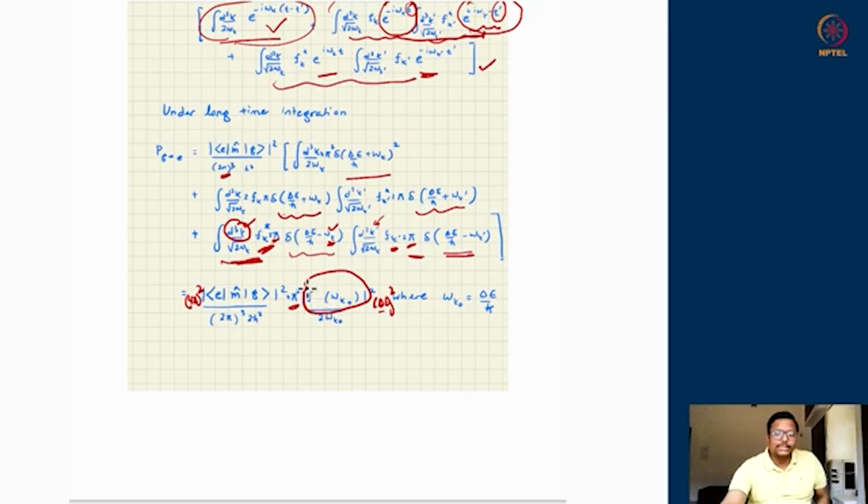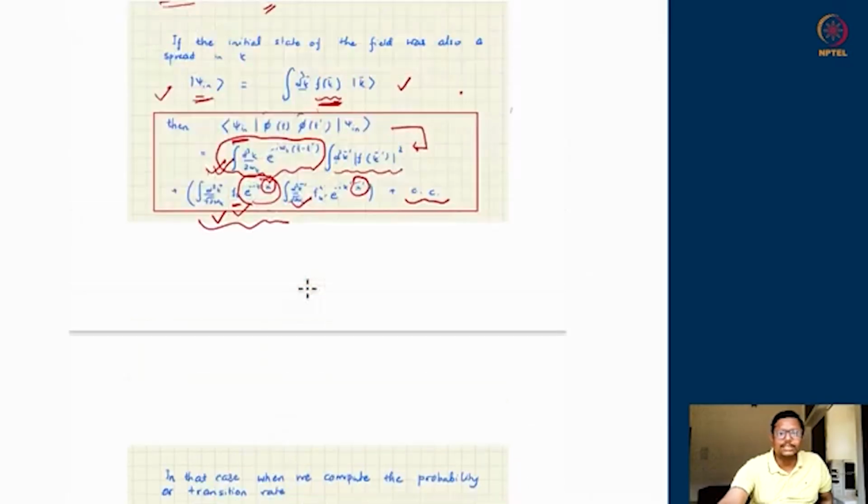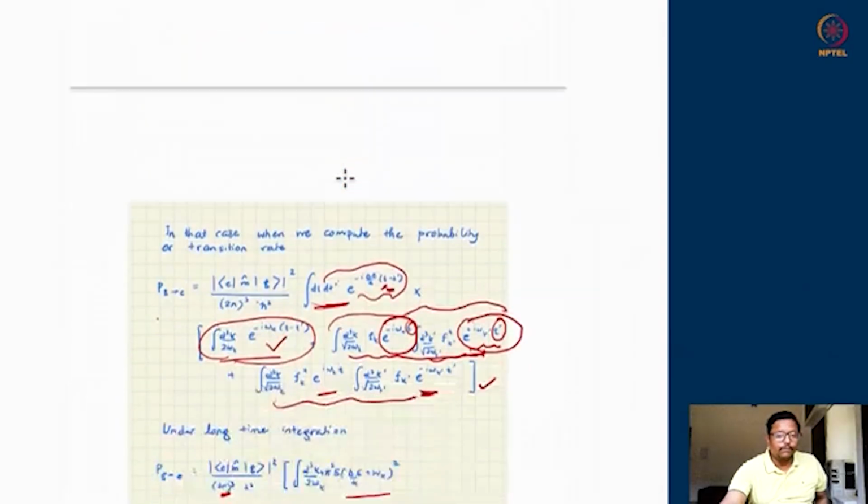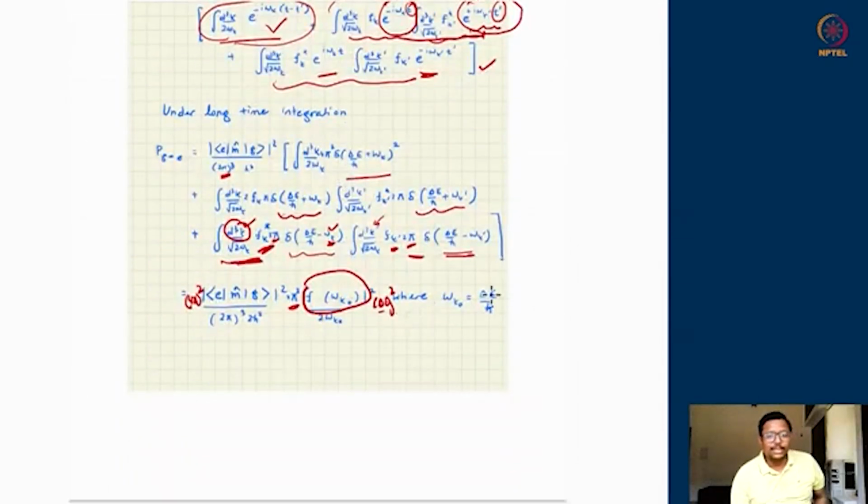It asks the state of your choice. This is the state of your choice. It asks the state of your choice what is the value of f k at the transition frequency gap, f of omega k naught, omega k naught being the same as delta E upon h bar. So it asks what is the value of the function, its mod square comes about, and that determines what is the transition probability.